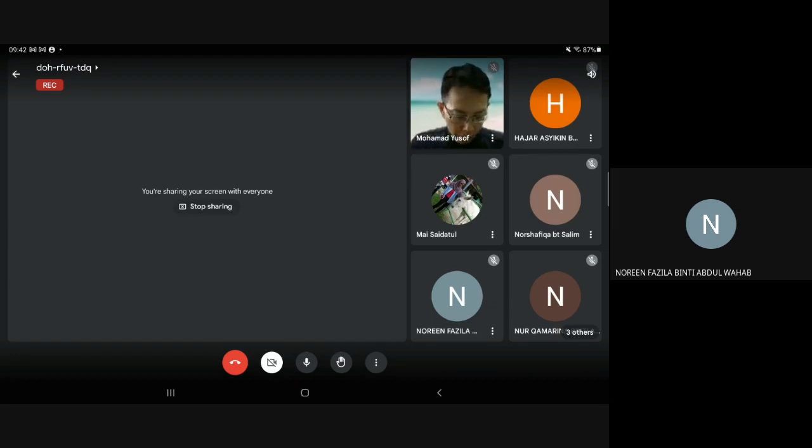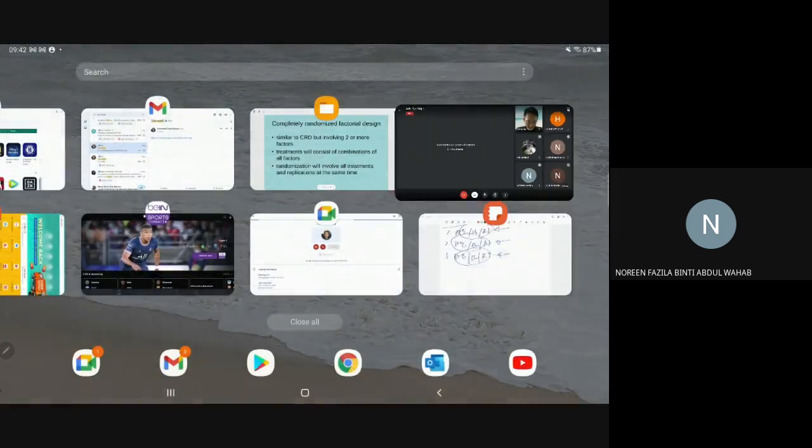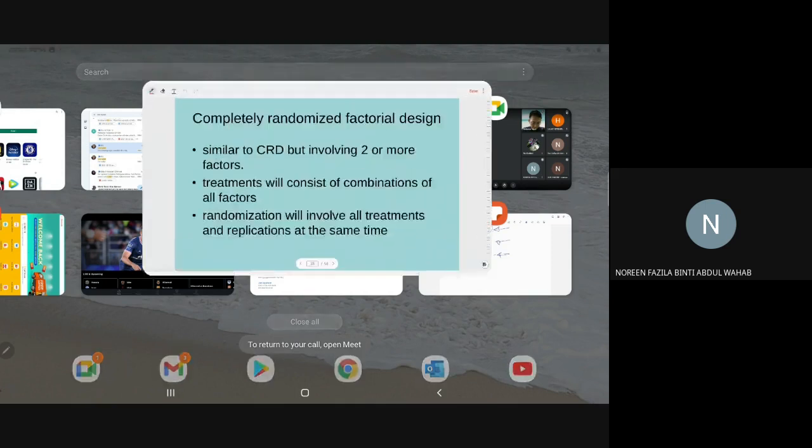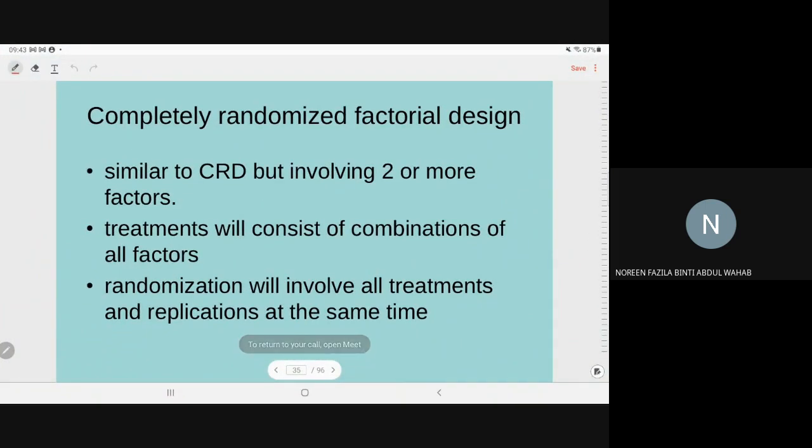So we discussed earlier regarding, okay, completely randomized factorial design. Okay, so any questions?